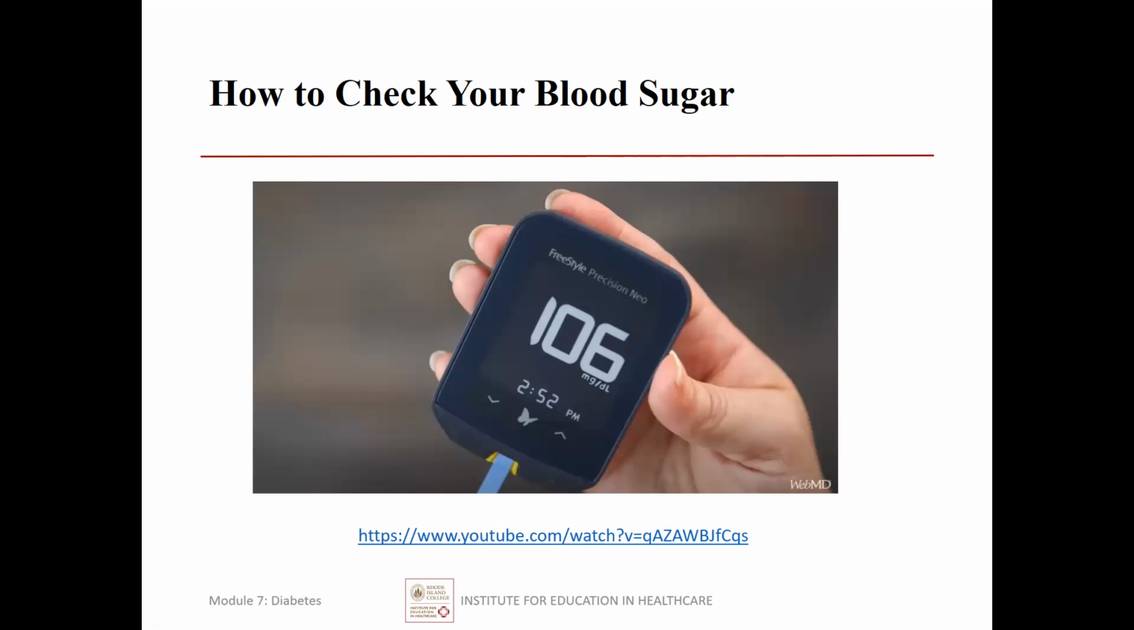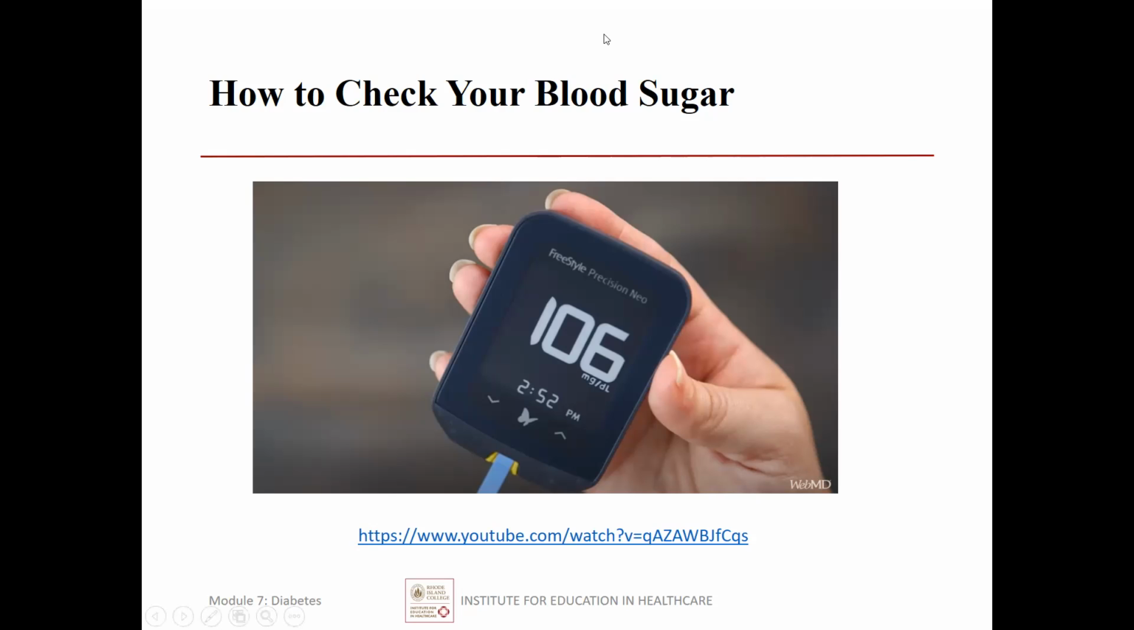Pretty much all glucometers require a drop of blood, and usually it's put on a little test strip, and then the monitor reads it, and it's a very quick test, right? Usually the reading comes back within about a minute. So go ahead and click on this and you can watch how it's done.